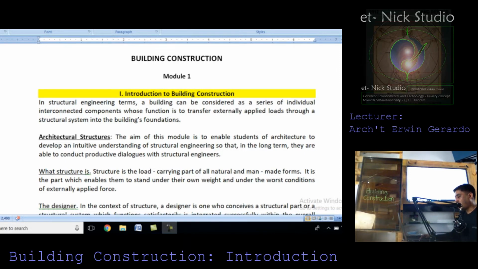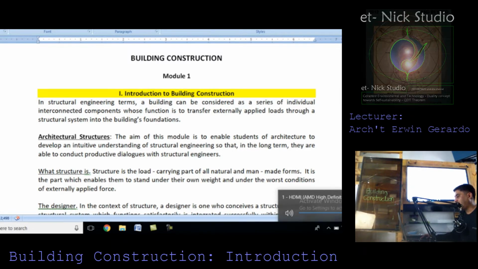In structural engineering terms, a building can be considered as a series of individual interconnected components whose function is to transfer externally applied loads through a structural system into the building's foundations.